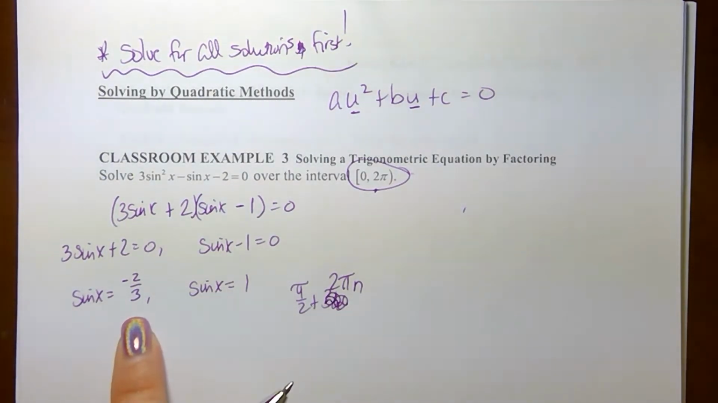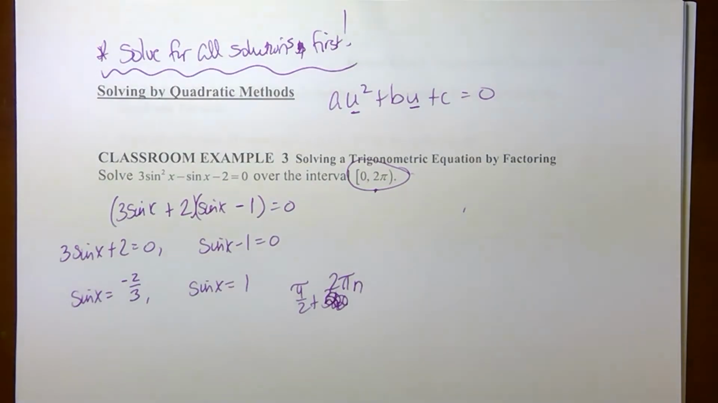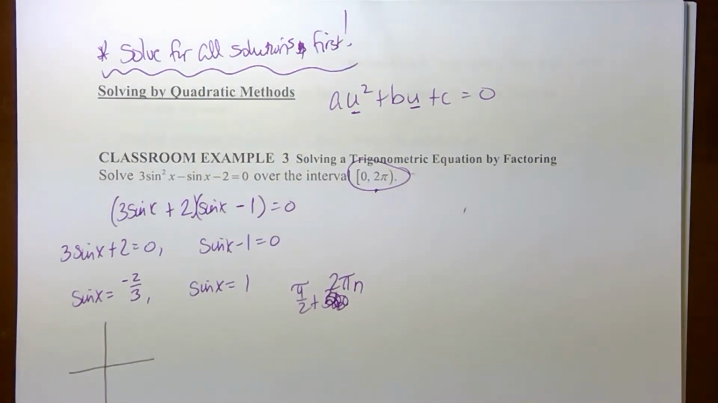My other one, sine x equals a negative 2/3. Well, negative 2/3 is not a special angle on my unit circle. I do not have a sine function value for a special angle on my unit circle that is negative 2/3. So we have to think about sketching our angle and using our calculator and doing our inverse sine function.